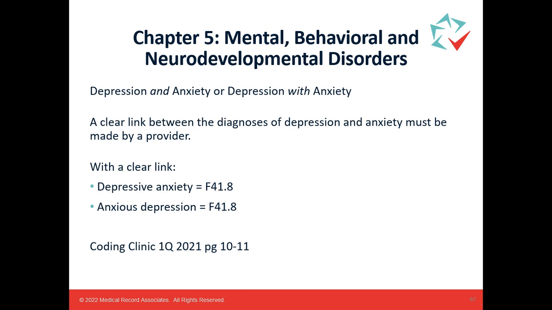Again, we have depression and anxiety, or depression with anxiety. The clear link between the diagnosis of depression and anxiety must be made by the provider. This is one of those withs, ands, situations. So with a clear link, depression with anxiety is going to go to F41.8, and then anxious depression F41.8 as well. Again, a clear link between the diagnosis of depression and anxiety has to be made by the provider in order to use these codes. So without a link between depression and anxiety, you have your F32.A for just depression and then anxiety. So two separate codes.